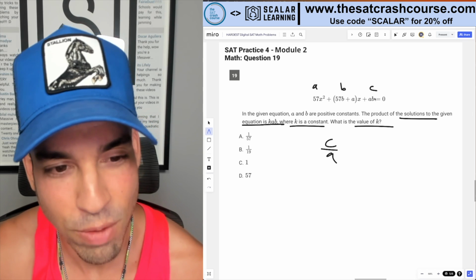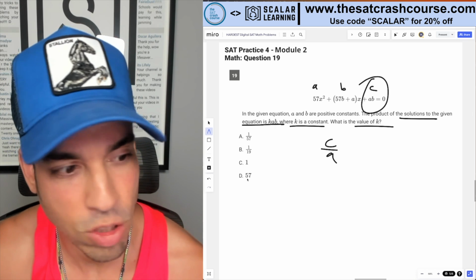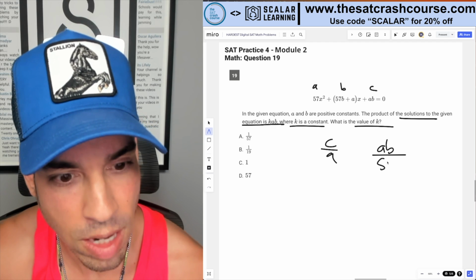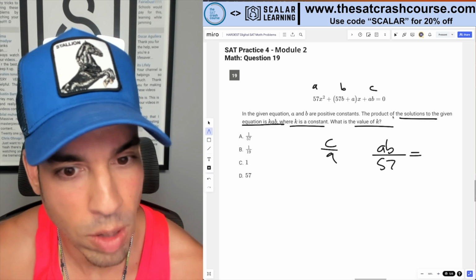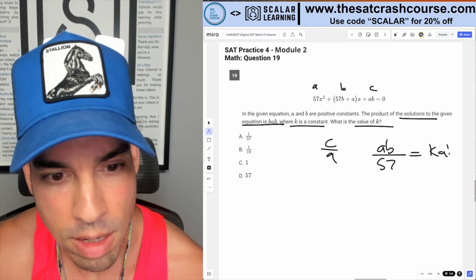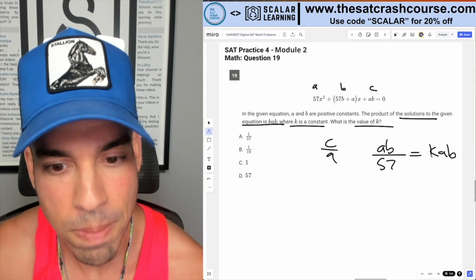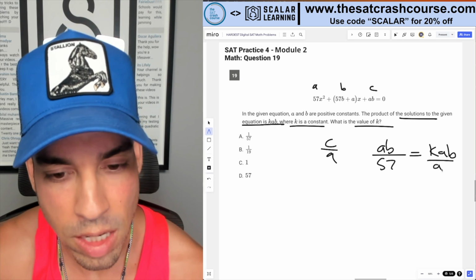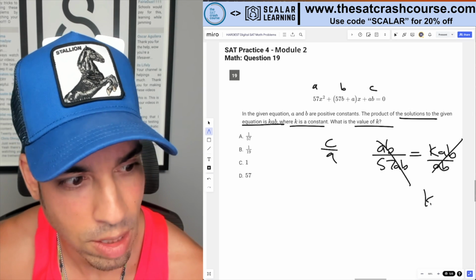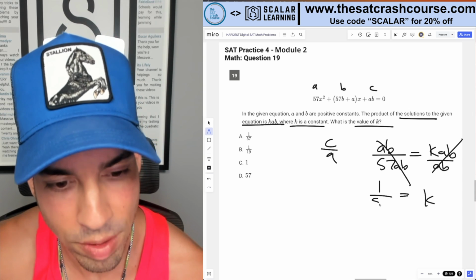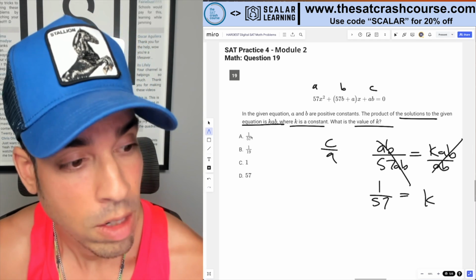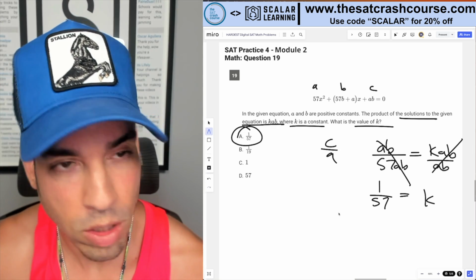In this case, I know it's confusing because I use A and B, but C is this term right here, which is AB over A, which is 57, is equal to, and then they also say the product of the solutions is also equal to this, KAB. Now we can solve for K, right? So first of all, I can divide both sides by AB to isolate, boom, boom, cancel. Those cancel, and K happens to be 1 over 57. So if you know that special formula, it's not too bad. So that means A is the winner, done.